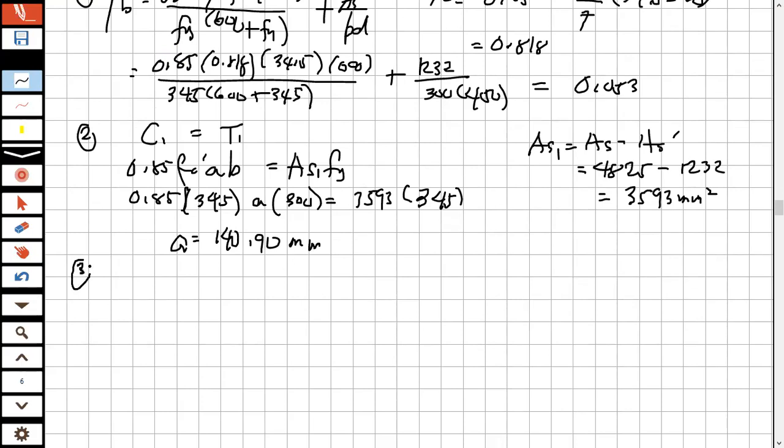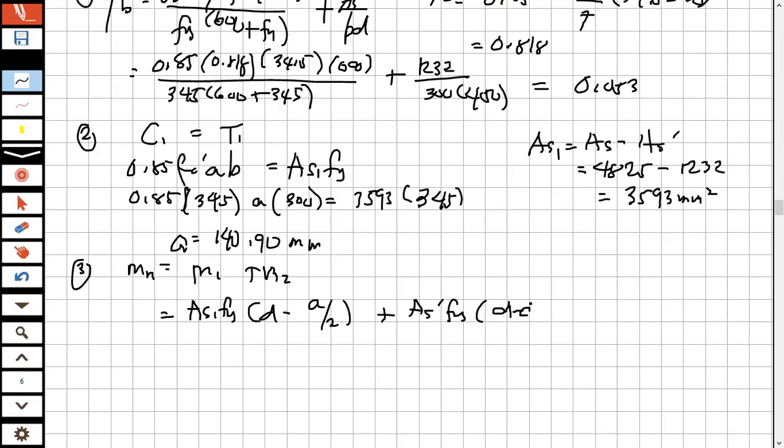Now number 3. The question for number 3 is just to calculate which of the following gives the nominal moment. Yung unang question, Mu. Ito naman, nominal moment. So parehas lang. Hindi lang tayo mag-multiply ng reduction factor. So you have M1 plus M2. Okay? Here we use As1, fy, d minus a over 2 plus As' or As2, fy, and then you have d minus d'.